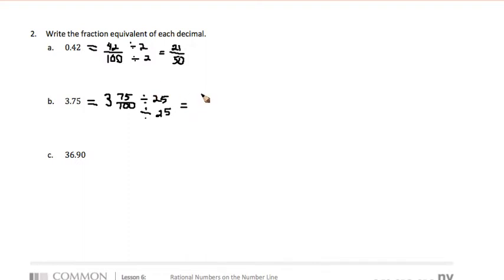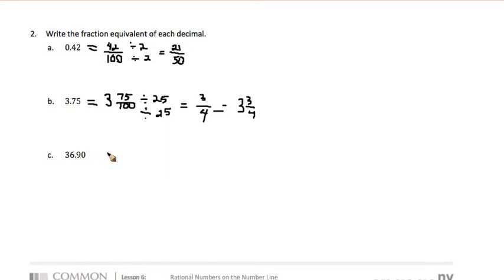75 divided by 25 is 3. 3 quarters are 75. And 100 divided by 25 is 4. 4 quarters are a dollar. So what we find then in our final answer is that 3 and 75/100 is the same as 3 and 3/4.